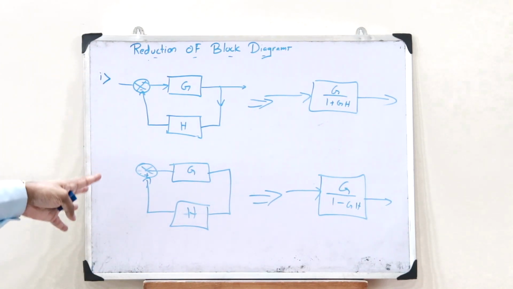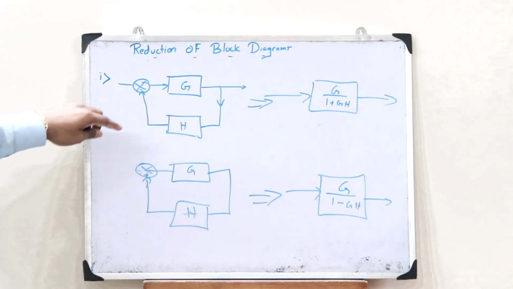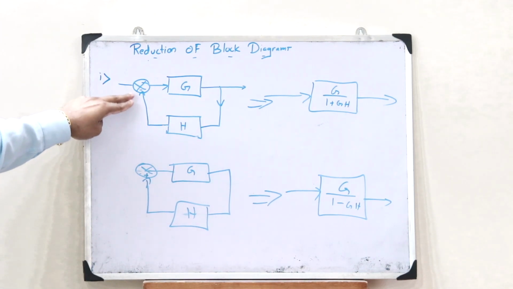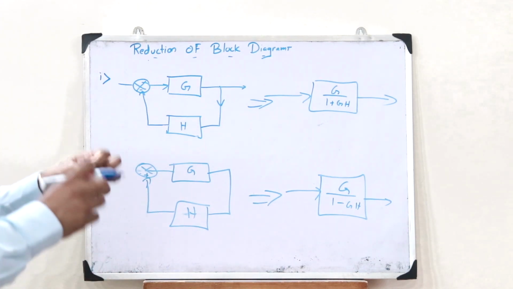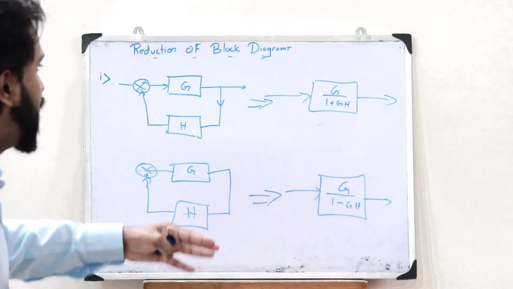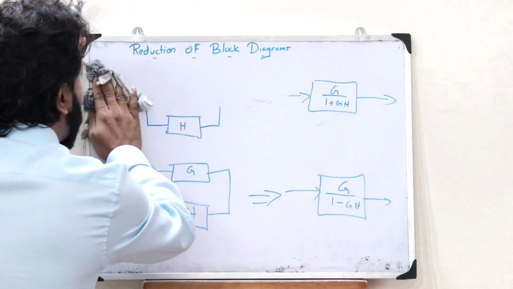So this is the first rule for the purpose of reduction of a block diagram. That is, if these two blocks are provided in such a way that one is a feedback to the other, then simply by using the formula of a feedback system, we can reduce this into a simple block like this. Next, let us see the second rule.